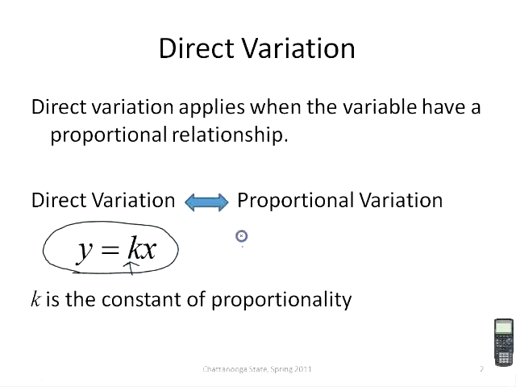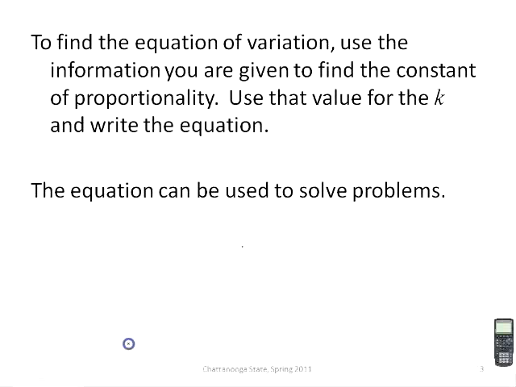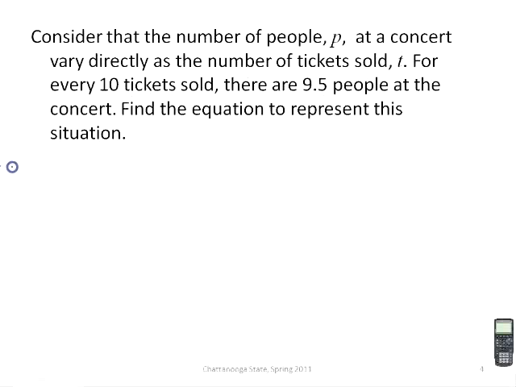But if you look at this, k is the same as the m in our linear equations. So the constant of proportionality is really just the slope. It is the rate of change. When you're asked to find an equation of variation, you're going to use the information you're given to first find the constant of proportionality, and then write the equation using that value for the k. Once you have the equation, of course, you can use that to help you solve problems.